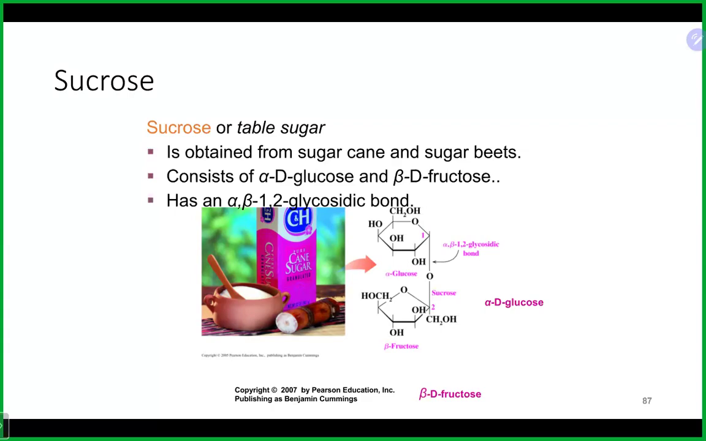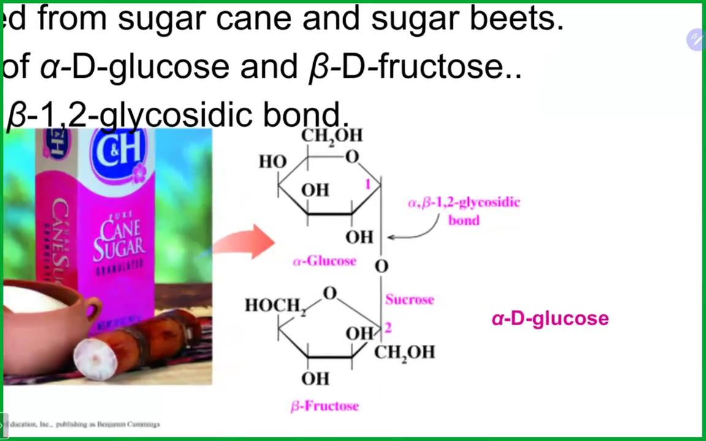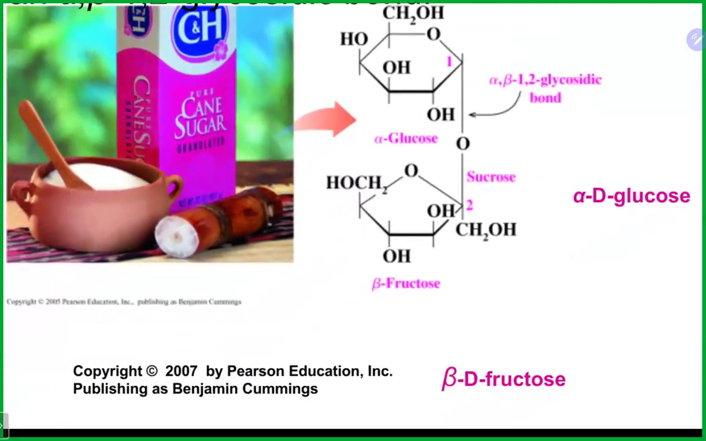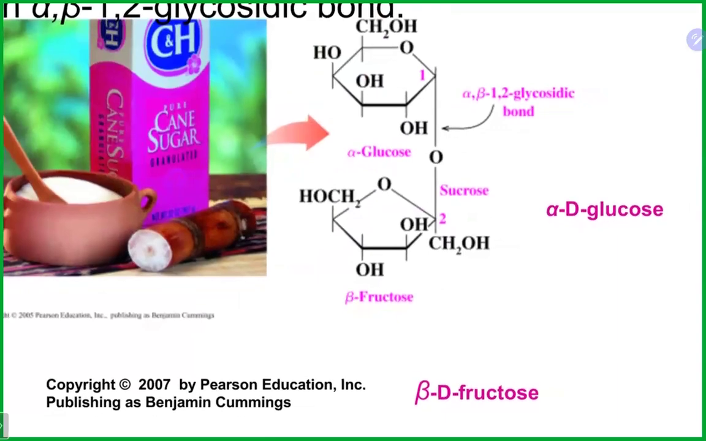And it has a different type of connection here. It has an alpha beta, like the old supermarket. Anyone? Alpha beta? No? Oh, I finally... Oh, there's always somebody. One year I'm going to say nobody's going to raise their hand. All right, well, this has an alpha beta 1,2 glycosidic bond.